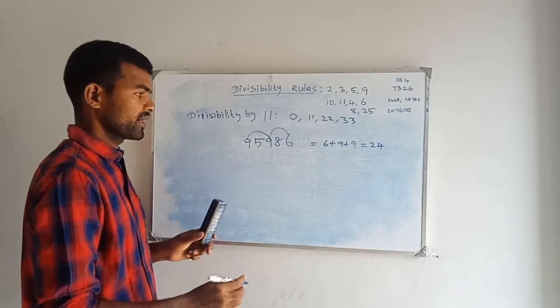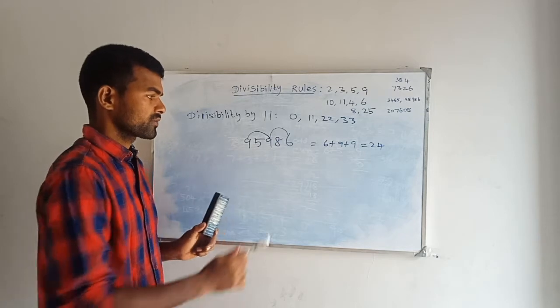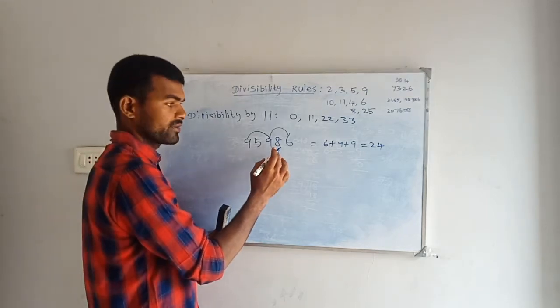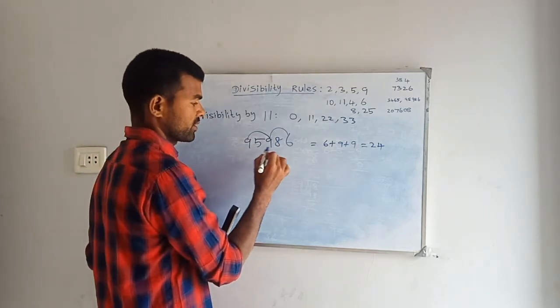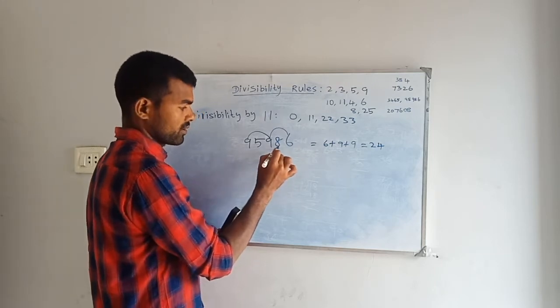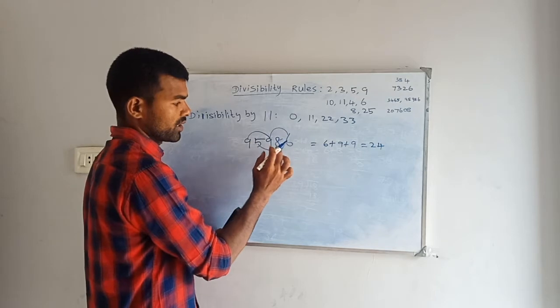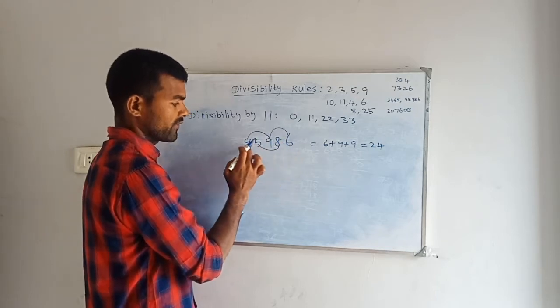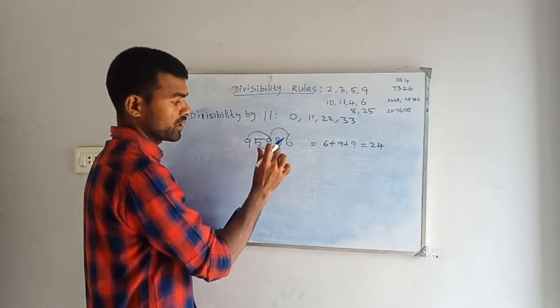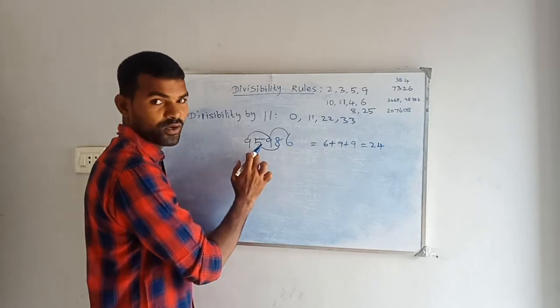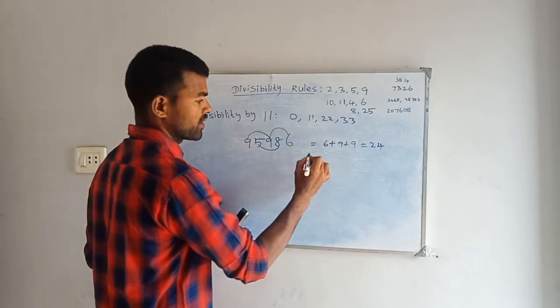Now see what is the sum of the even places. Check the even-place digits, 2, 4. Counting 1, 2, 3, 4, 5, 6, they are the second number and the fourth number. 8 plus 5, how much?